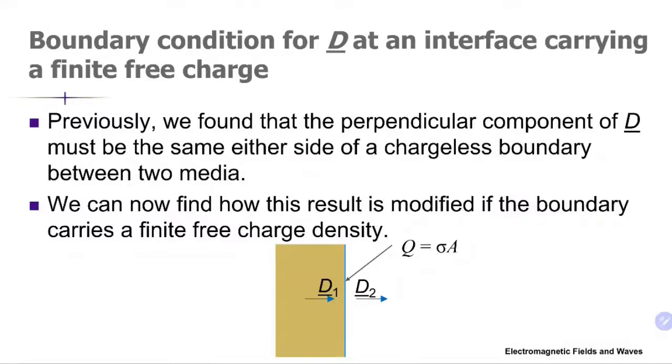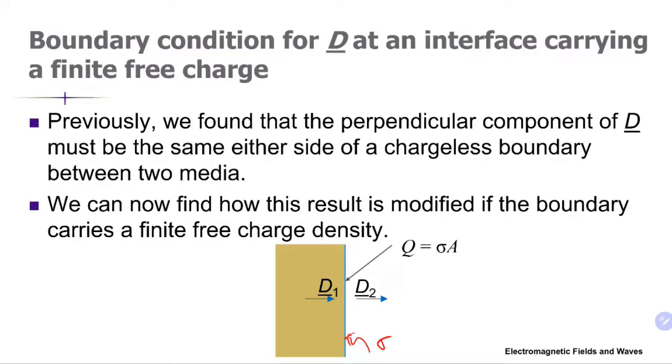If the boundary actually has some charge on it, what will happen to our D? Without charge we know that D1 equals D2, which is what we looked at earlier. If there's no charge, D1 equals D2. But now at the interface, we have some charge, which is Q equals sigma times A. This surface has a charge density of sigma, and therefore the charge will be sigma times the area of interest.